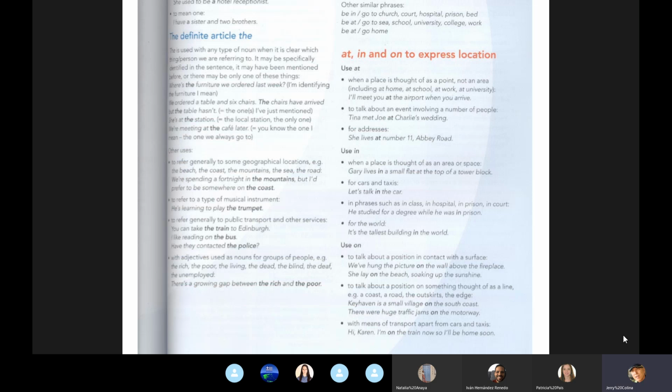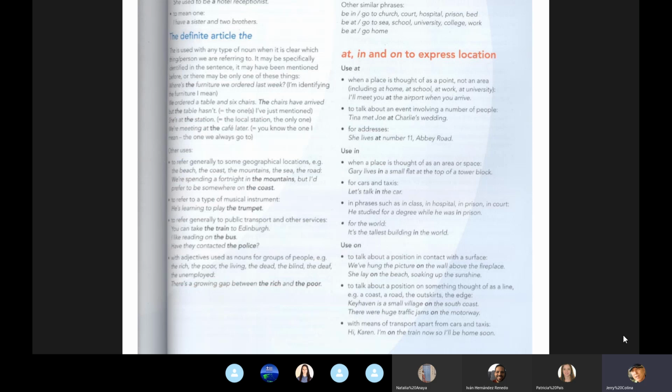We use at for addresses. Where does she live? She lives at number 11 Abbey Road. So when you speak about addresses, normally you use at. Normally then the number and then the street. So these are the three principal uses of at when you refer to location. Remember, we studied at with time, at 12 o'clock, etc. Remember that? Good. At the weekend, good. But now this is location, place.